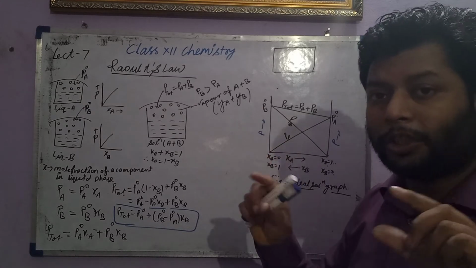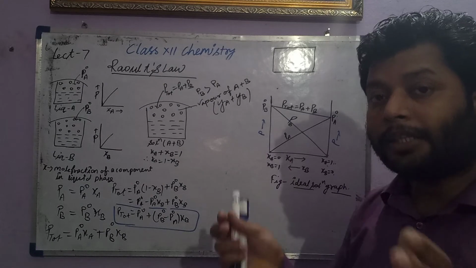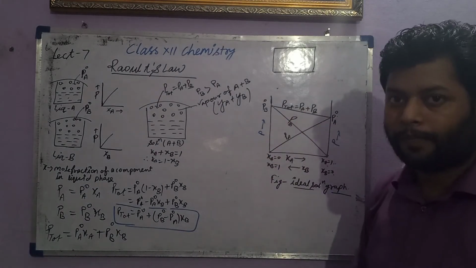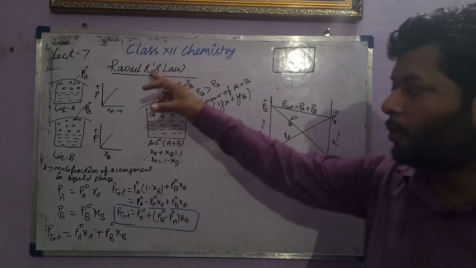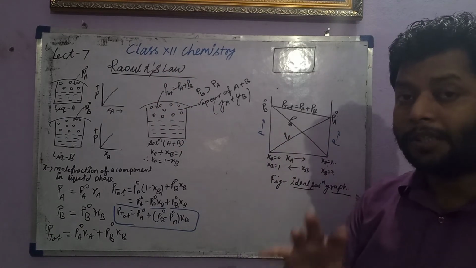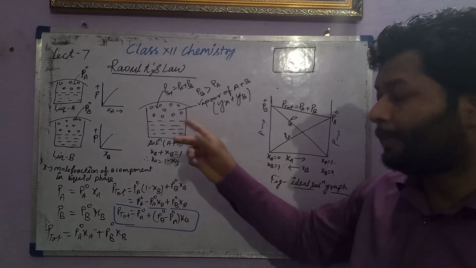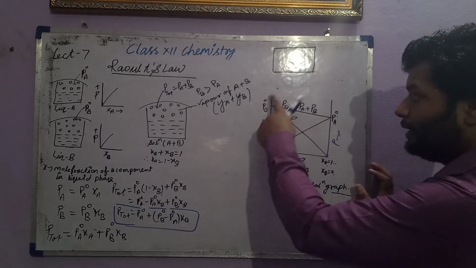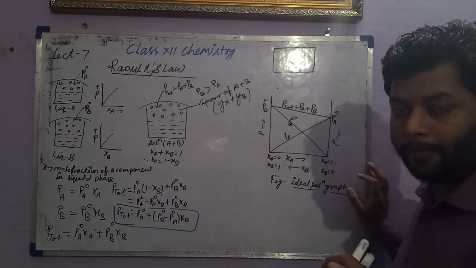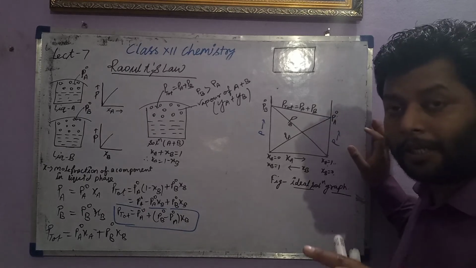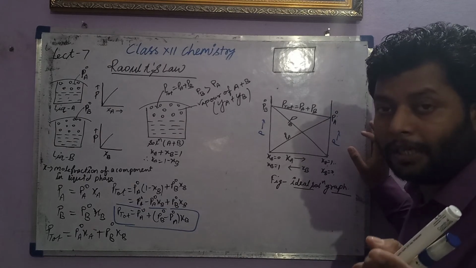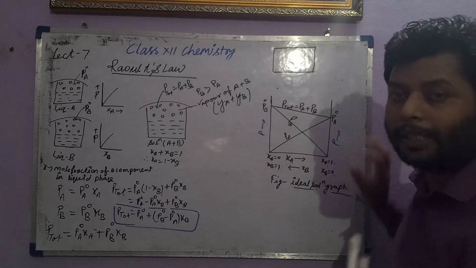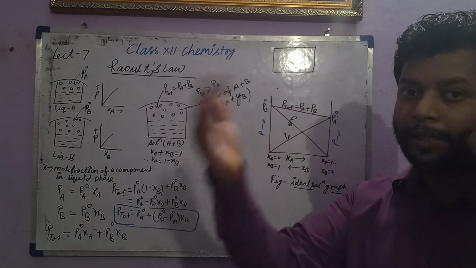If we are mixing two different liquid components and the solution behaves as ideal, then this graph will be applicable. Whenever the solution follows Raoult's law, it is called an ideal solution, and that is the situation when this graph will be applicable. If this graph is not applicable, the solution does not follow Raoult's law and is not called an ideal solution. That will be the condition of a non-ideal solution. We'll explain it in the next lecture.